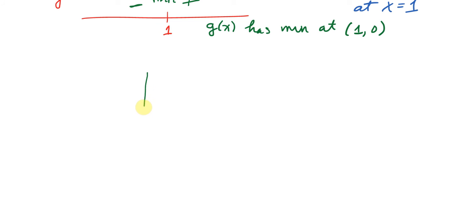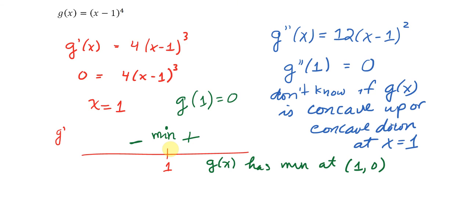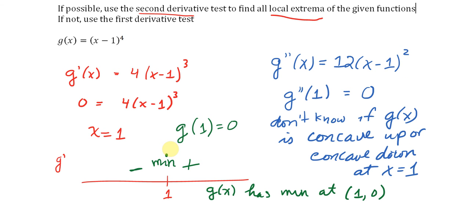So it would look something like this. It'd probably be a little bit more level off than a quadratic function. So here you have a local min, and in fact it turns out to be an absolute min. But in this case, this is one of the examples where we see some of the weaknesses of the second derivative test: if the second derivative turns out to be 0, you don't know anything about the concavity, and you're left to rely on the first derivative test.